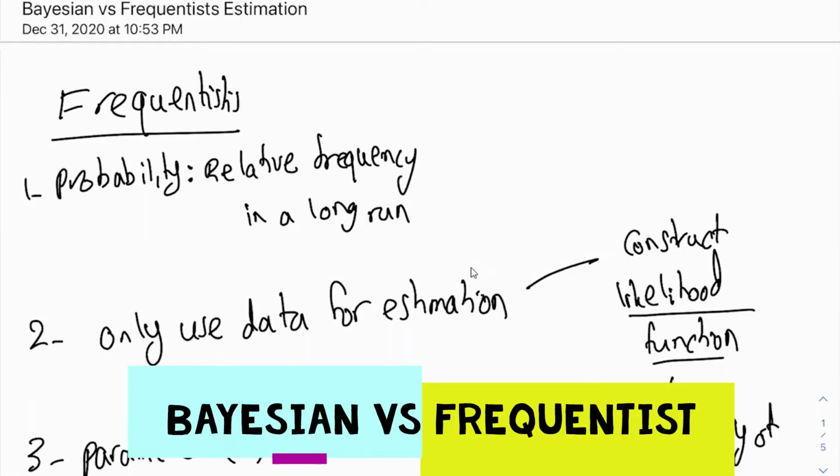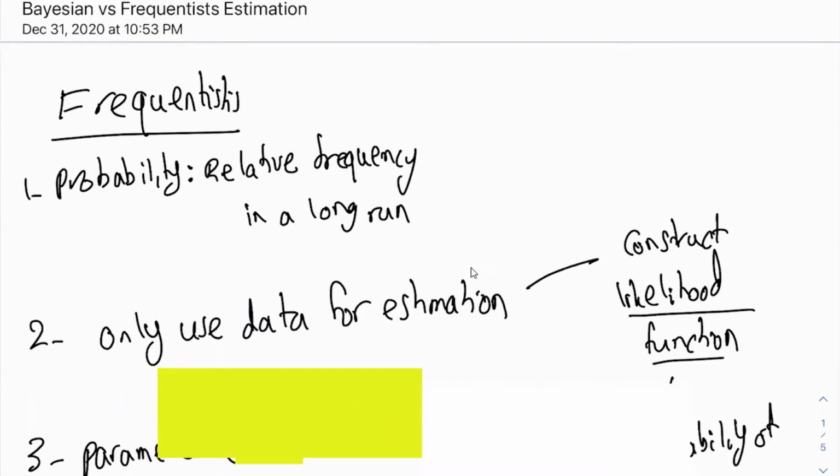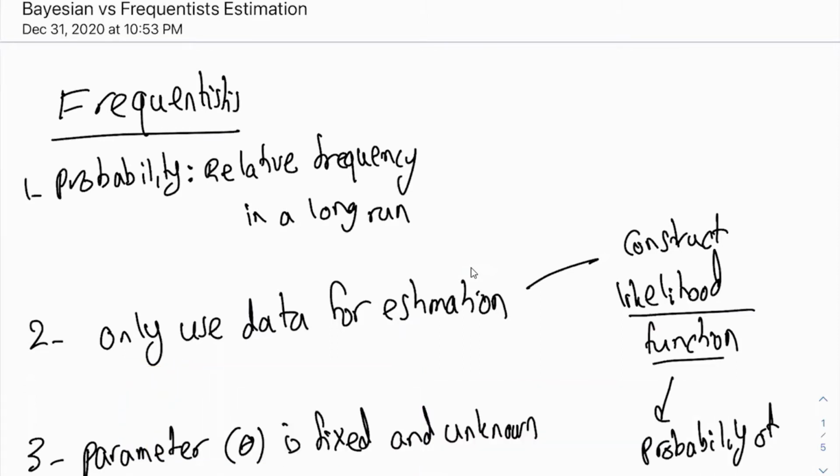Hi everyone. Today I would like to talk about Bayesian versus frequentist estimation. Bayesian versus frequentist in general is a very hot and controversial topic in statistics. Today I only focus on Bayesian versus frequentist estimation. I try to explain what they are and which one is more appropriate for your application.